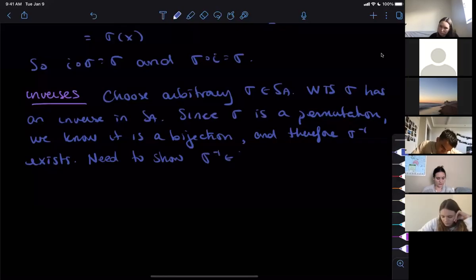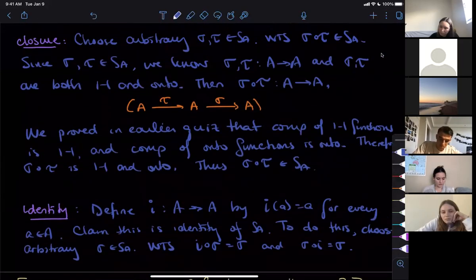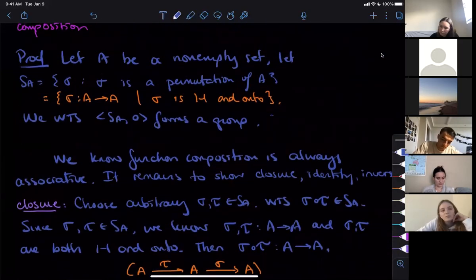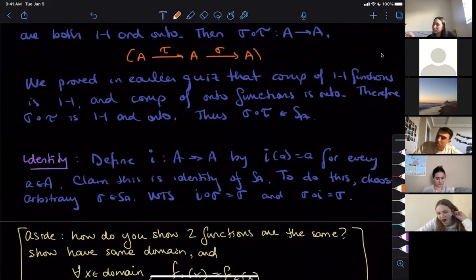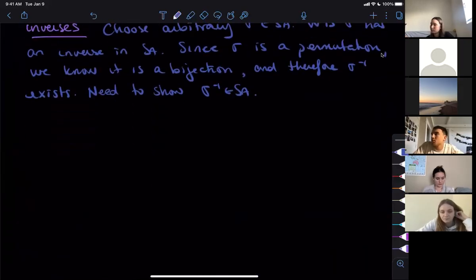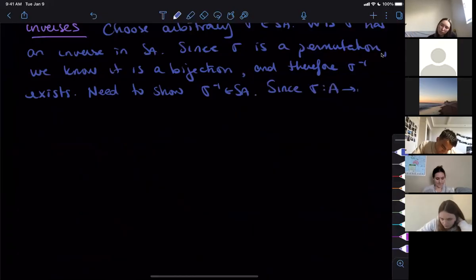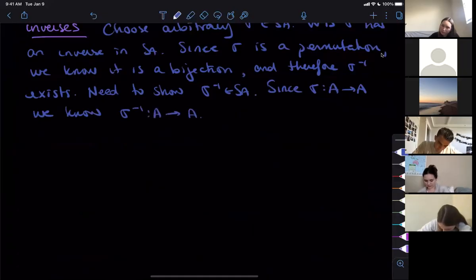So we need to show sigma inverse is in S of A. Well, go back to see what it means to be in S of A. It has to be a map from A to A, and it has to be one-to-one and onto. Since sigma maps from A to A, we know that sigma inverse maps the other way, which is from A to A. What about sigma inverse? Is sigma inverse one-to-one?